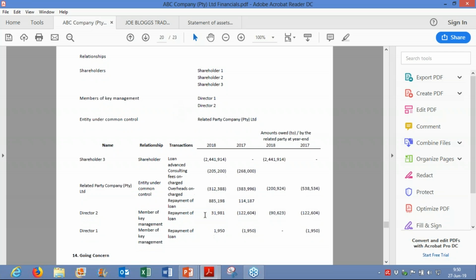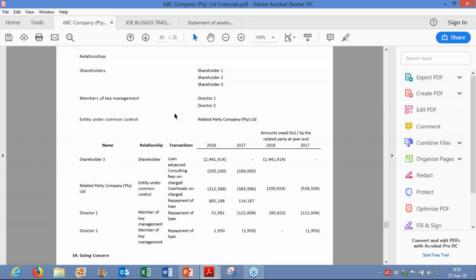But IFRS for SMEs requires you to disclose any transactions as well as balances with those related parties at year end. And this has become increasingly important, especially with the recent Steinhoff saga, to disclose these related party transactions because in most cases, it's not to say that it always happens, but there could be an instance where you might enter into a transaction with your shareholder that is not at market conditions.